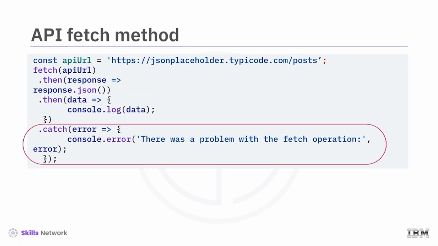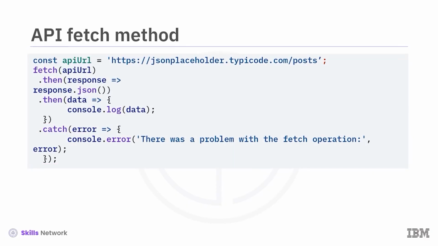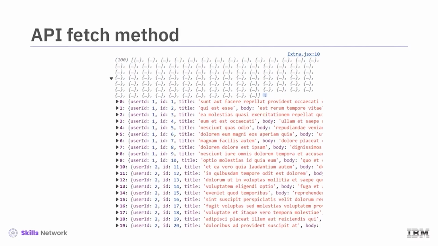You add a catch method to the chain to deal with errors during the fetch process. As an argument, this method takes a callback function that runs if there is an error. You log the error to the console inside the callback code so that you can use the error messages to help with debugging. Overall, this code shows how to use the fetch function to make a simple GET request to an external API, handle the return data, and properly handle any errors that may happen during the fetch operation. The output of the API fetch method code is as shown.